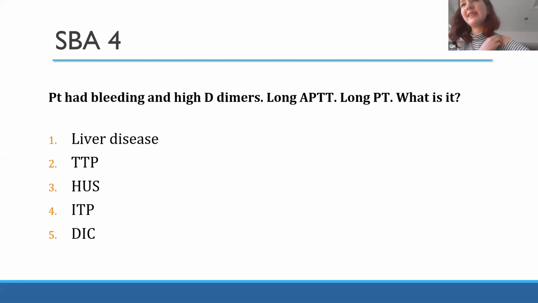Why isn't it liver disease? So liver disease, you can get the bleeding. The high D-dimers would point you, I think, in this situation to the DIC because it shows that they are having some clots. Liver disease, it's just you're not producing any of those clotting factors. So yes, you might have long APTT, long PT, and you might be more likely to have a bleed. You are still likely to have bleeds with liver disease, but you wouldn't have evidence of clots, which is what the D-dimers are pointing to.